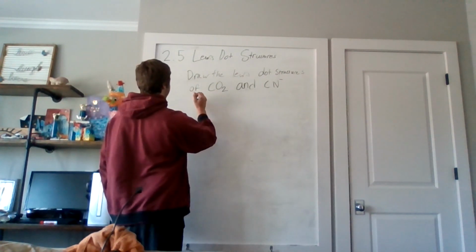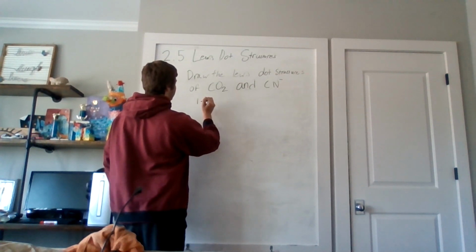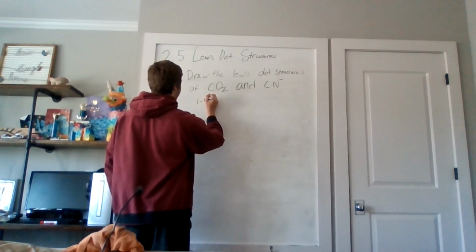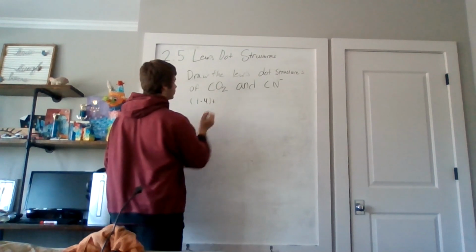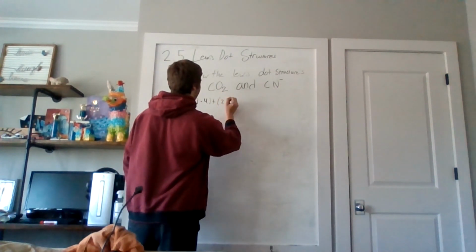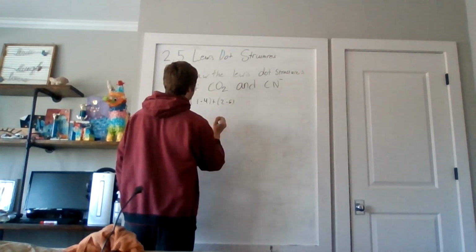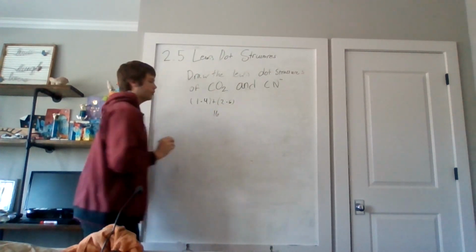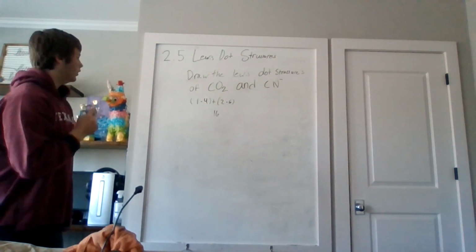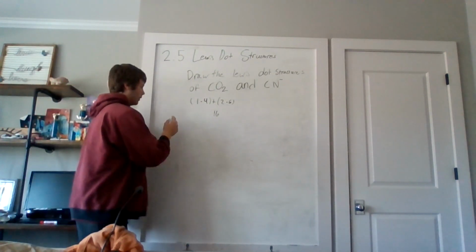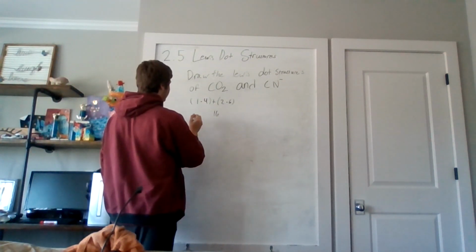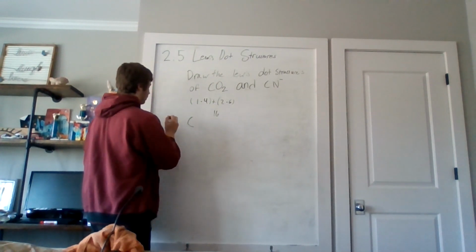So carbon has 4 valence electrons, and oxygen, we have 2 of them, times 6 valence electrons. That gives us a total of 16 valence electrons. So then we make our compound with C in the middle, since it's the least electronegative.